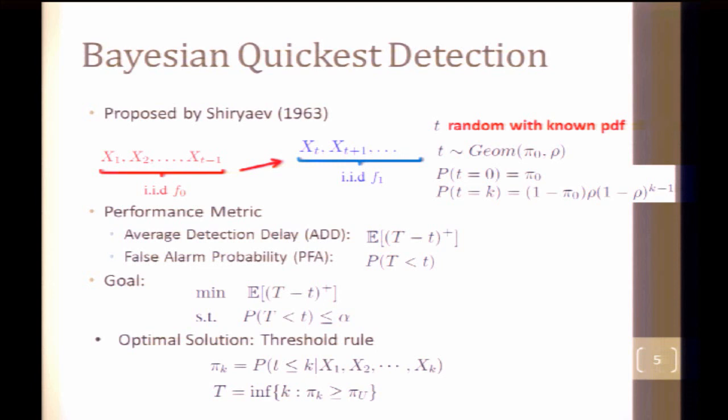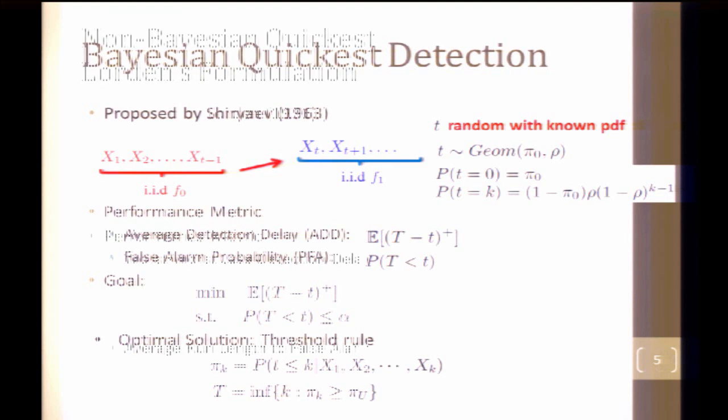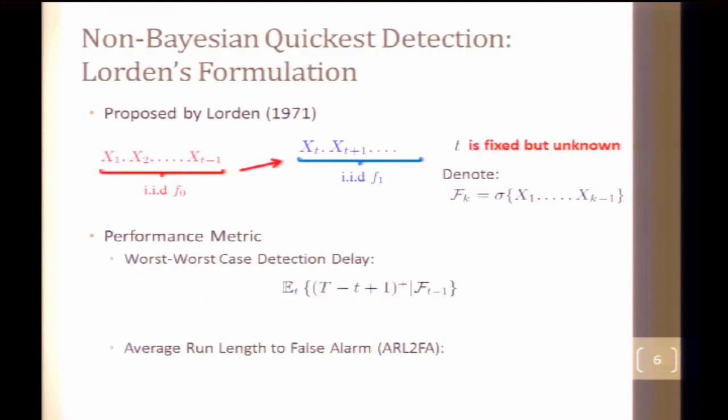If you want to make the false alarm small, then this threshold will be big. On the other hand, if the false alarm is big, which means that you can make a lot of mistakes, then this threshold will be very low. So this Bayes change point detection problem has been well understood. That formulation is the Shiryaev formulation.